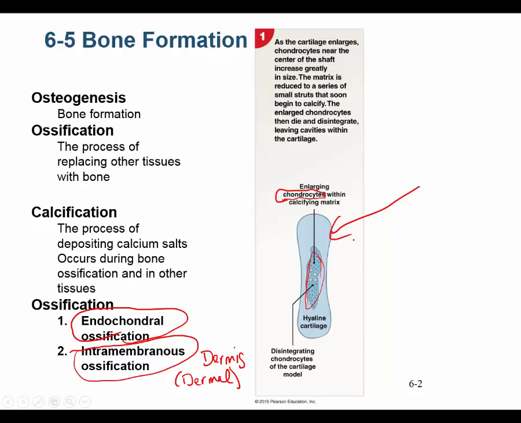You have this cartilaginous framework. The chondrocytes enlarge and lay down a bunch of cartilage. And the main protein of cartilage, by the way, is collagen. And then the large chondrocytes die and disintegrate. And they leave cavities in there.